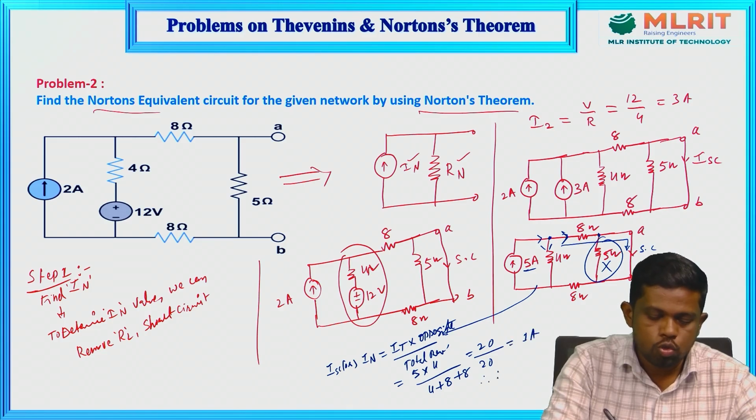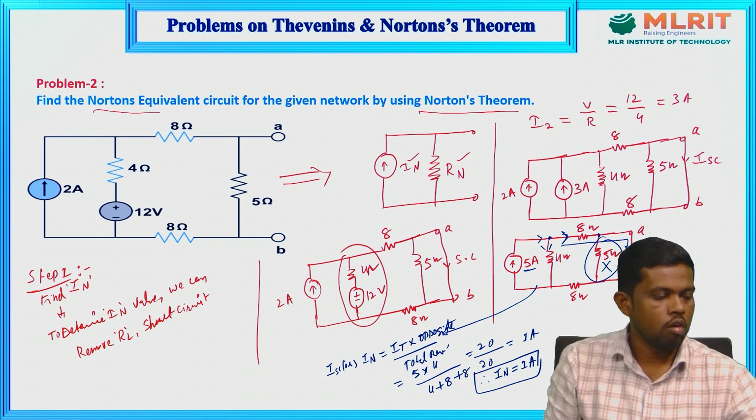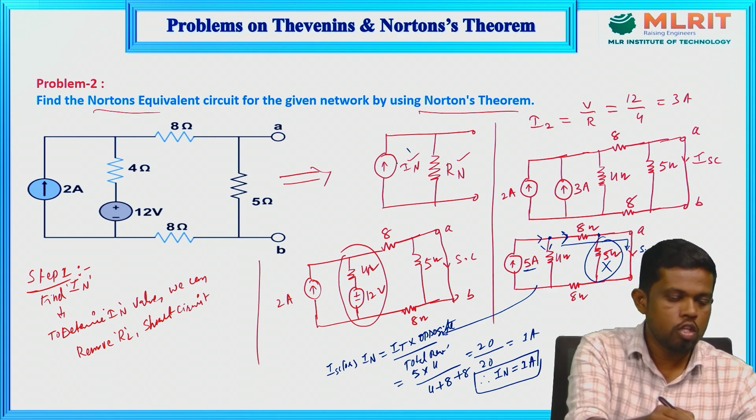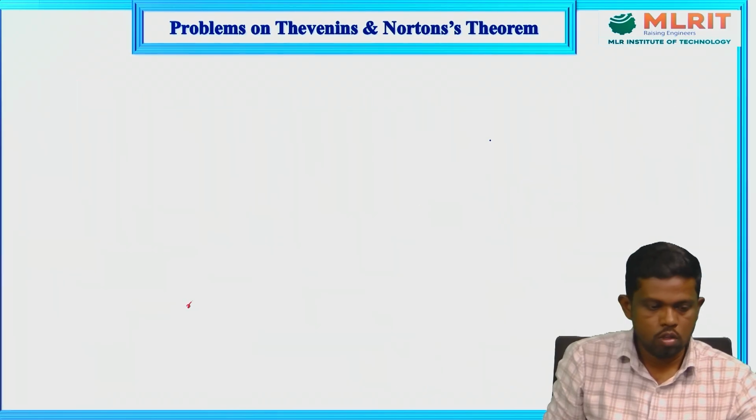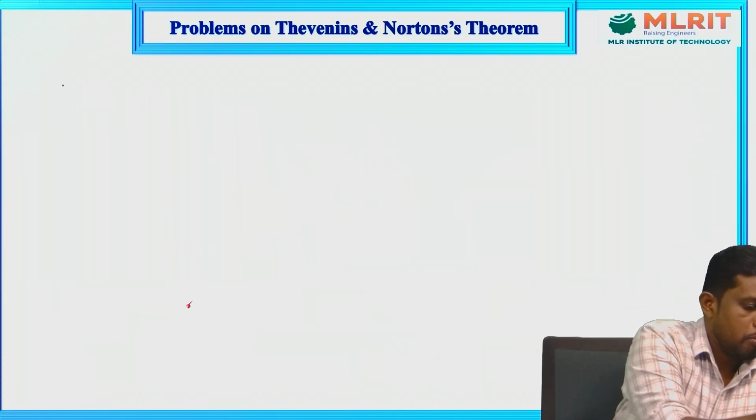Therefore, the Norton's current of the circuit should be 1 ampere. So this is the procedure to get the IN value. We have done this one. Then we need to get the RN value. So this second step, that is step number 2.